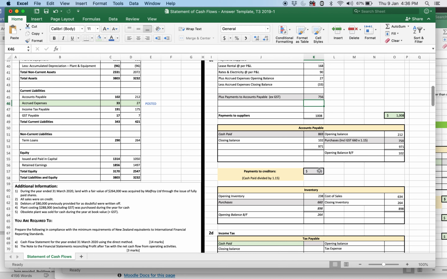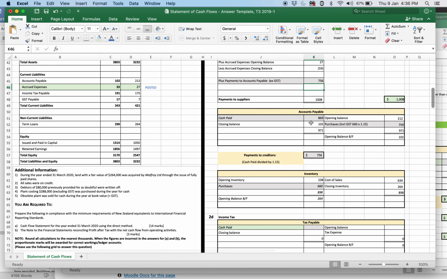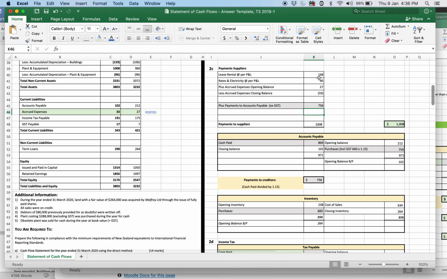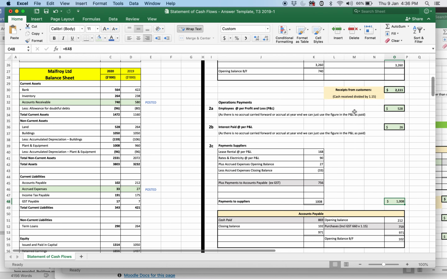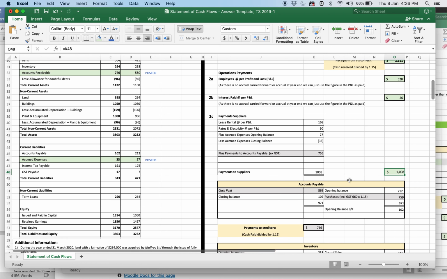So we have to do a little bit of work to actually get to that. We need to look at accounts payable and inventory to work out how much we actually paid. And therefore now those all add up, and that gives us the figure for payments to suppliers. So we've got the receipts, payments to employees, interest, and payments to suppliers.